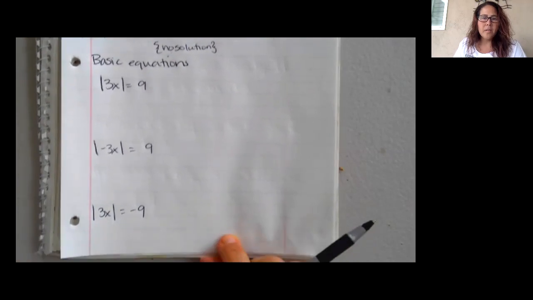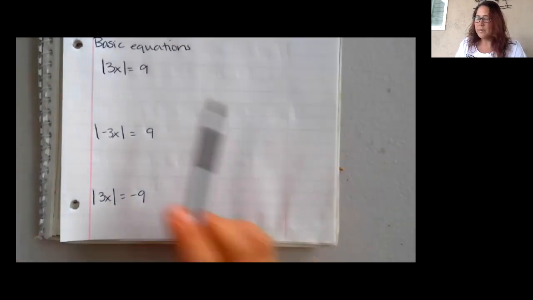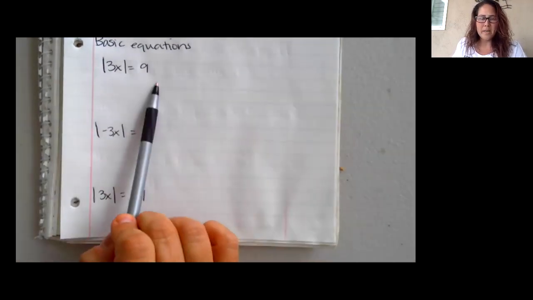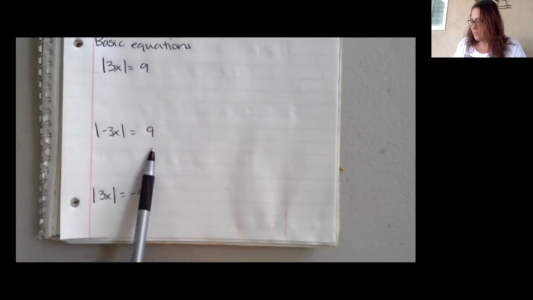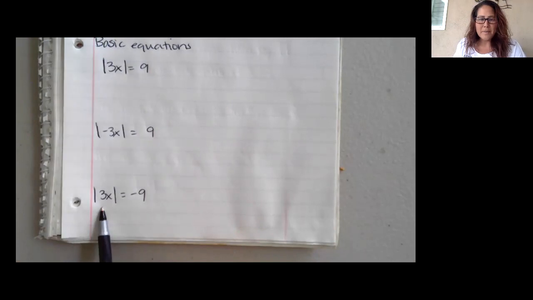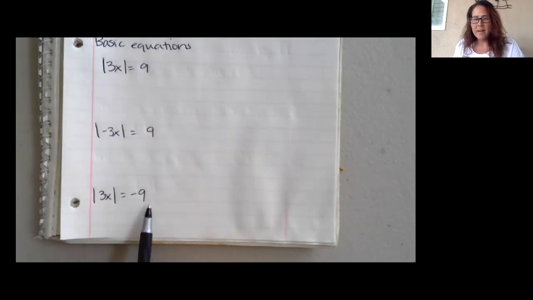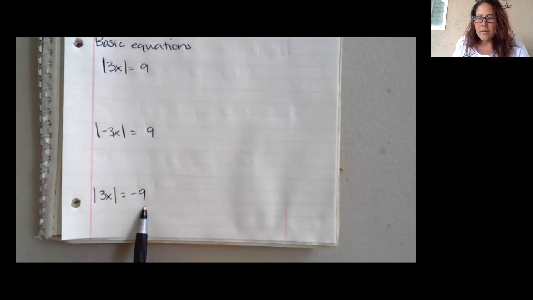Right? Let's look at these three basic equations. I've made small little tweaks to each one. This one is the absolute value of 3x equals 9. This one is the absolute value of -3x equals 9. And this one is the absolute value of 3x equals -9. Okay? Two of these work, one of them does not. Right? So let's try it.